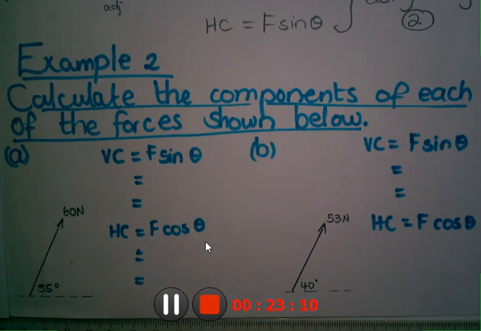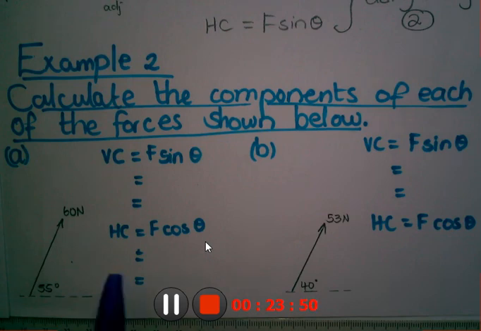Example number 2 says calculate the components of each of the forces shown below. I have used the same diagrams or the same forces as in the previous example of the graphical method, so that we can see if the answers are the same when you have drawn and when you have calculated. You will also see that in our answers of the analytical method there will be decimal places, but in the graphical method we are more exact and we give our answers without decimal places.